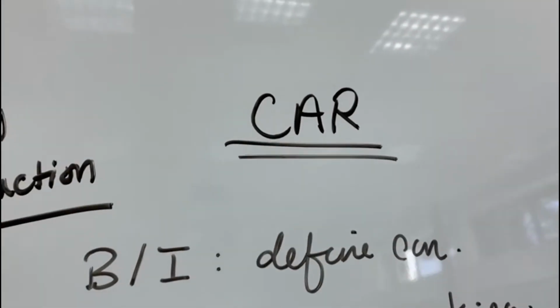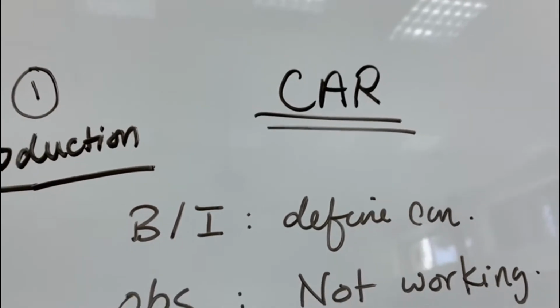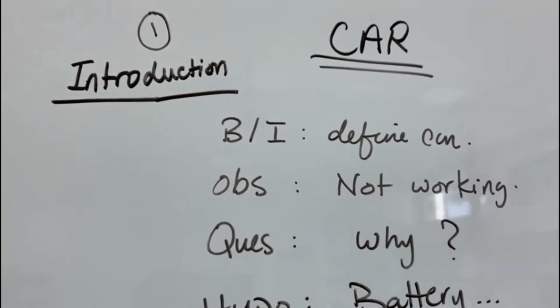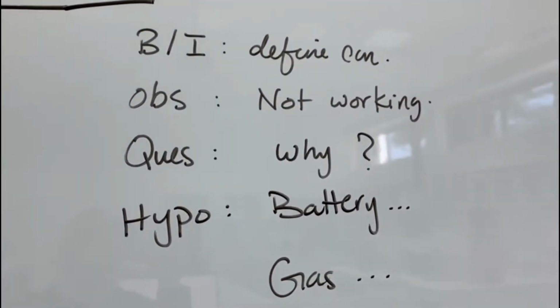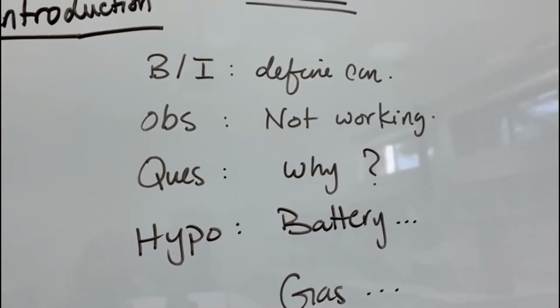As you can see over here, car. This is the title of my experiment. This is a daily life problem. Usually I will start with an introduction. As you can see, BI means background information. I will define my title.